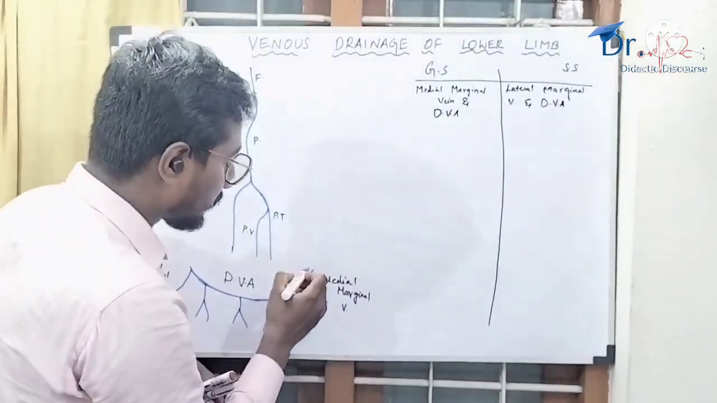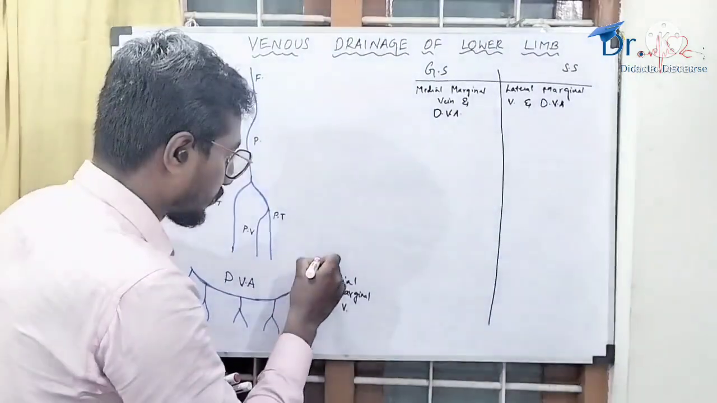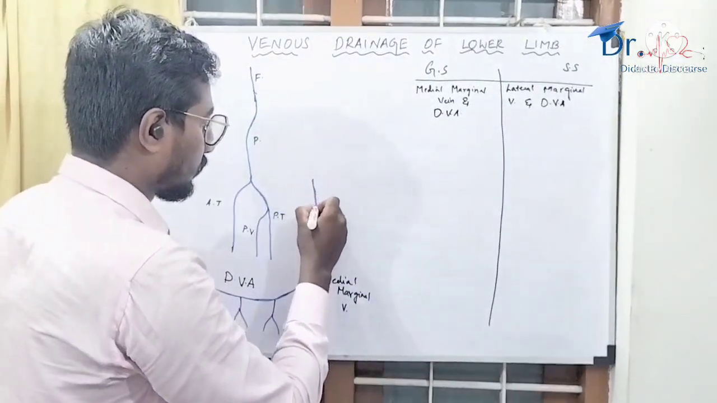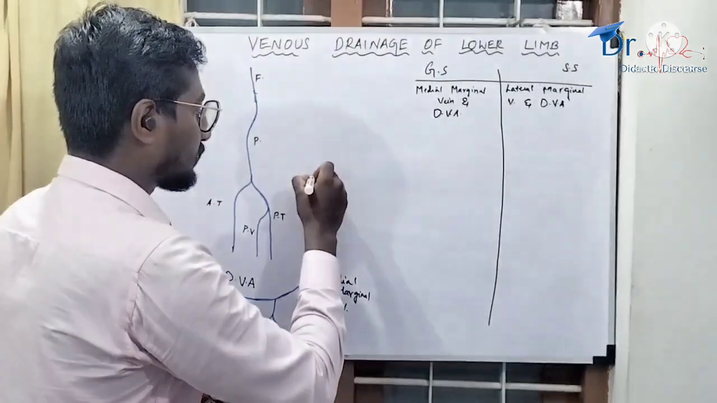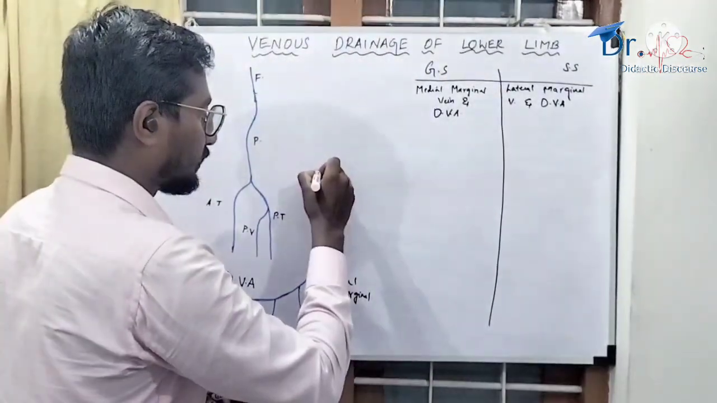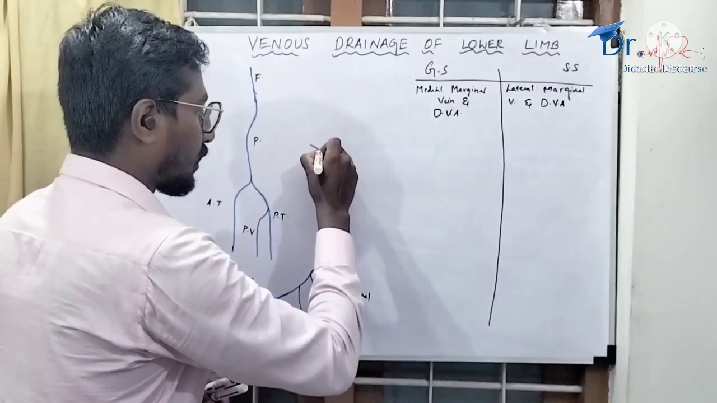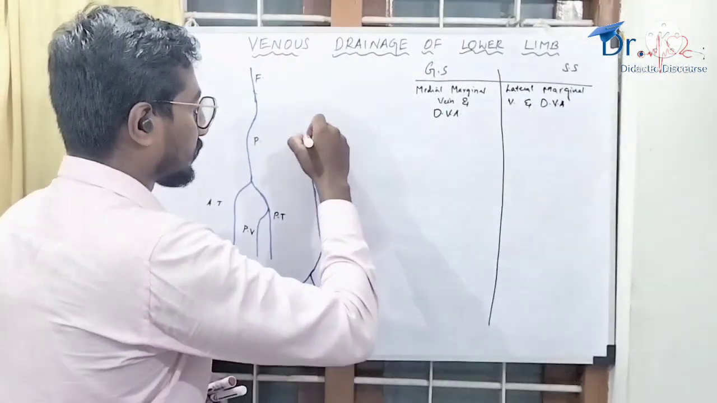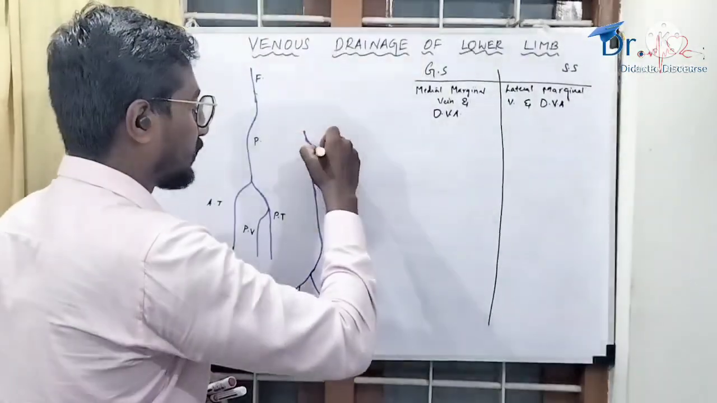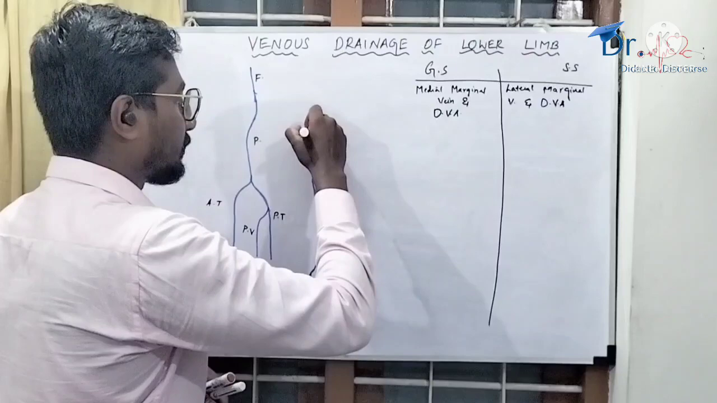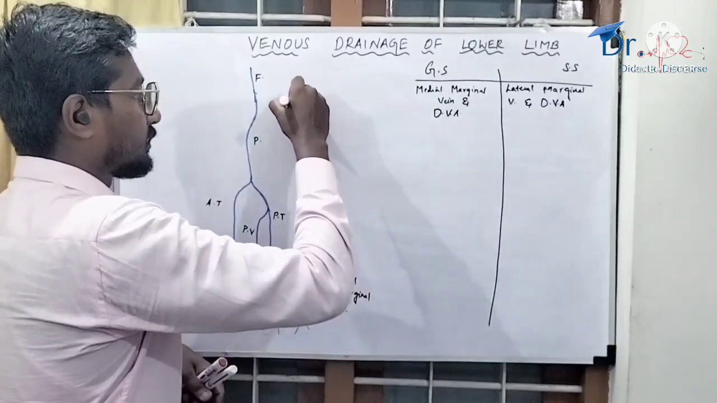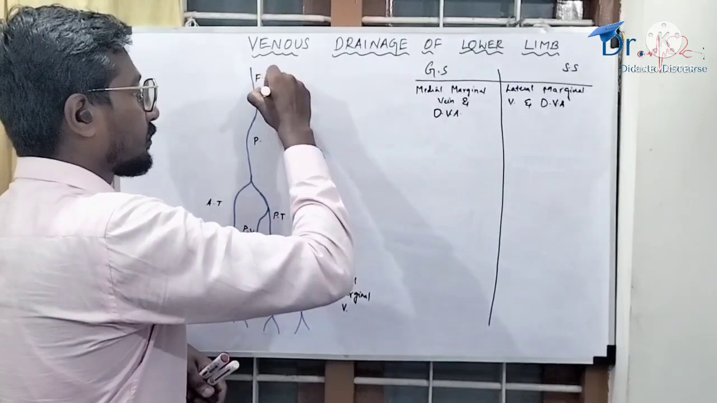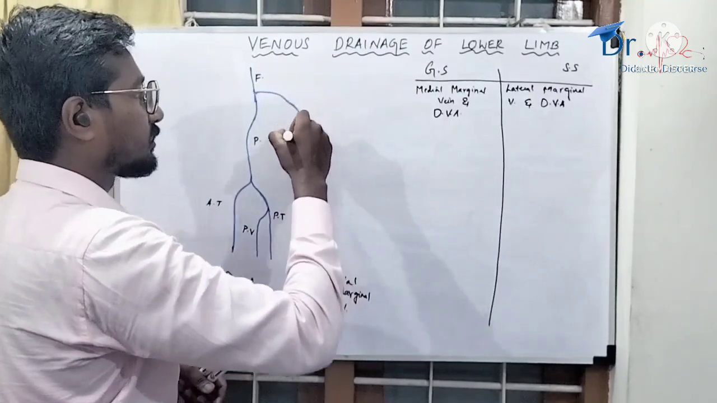So the great saphenous vein ascends, and when it reaches the posterior side of the knee joint, it runs posteriorly, and when it reaches the posterior aspect of the thigh, again it runs anteriorly. When it reaches the medial aspect of the thigh, it runs anteriorly, and it opens into the saphenous opening, and it drains into the femoral vein.